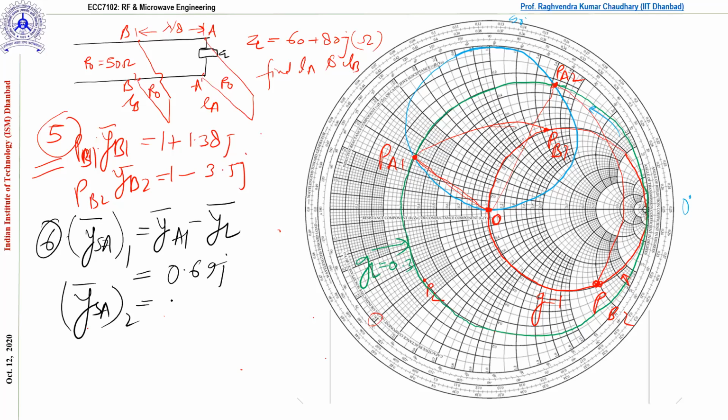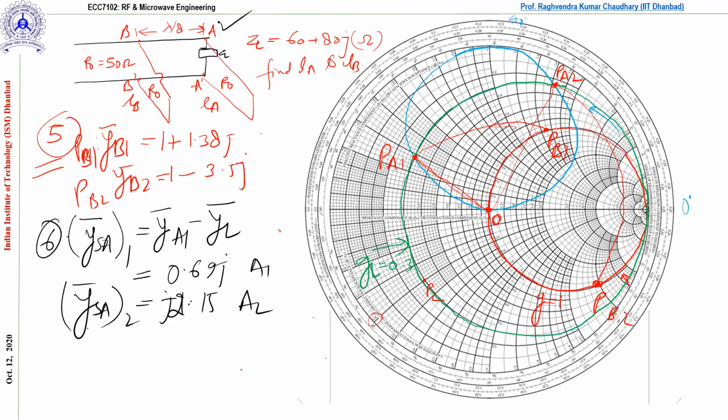0.69j. Find similarly YSA2; if you find it out, this is j2.15. Okay, what is this? This is point A1, this is point A2, meaning this point A. Fine. These are the two possible solutions. That is why I am writing A1 and A2 here.